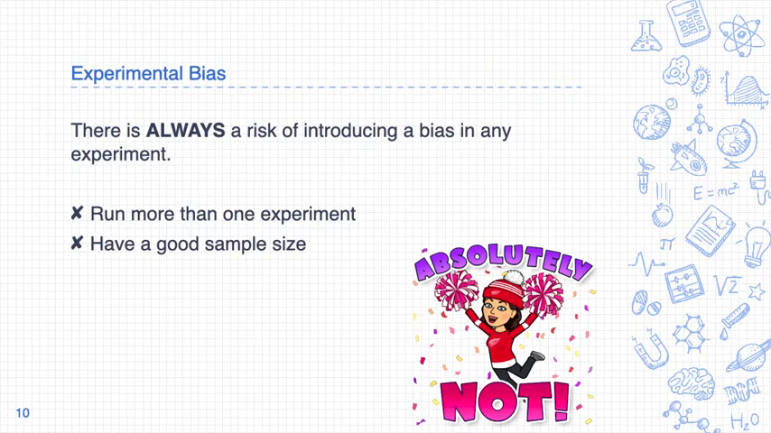So we're not going to just test one plant in the sunlight to see how plants grow in sunlight. We're going to make sure there's one in sunlight, one in a dark place. Maybe we're going to have 3 or 4 in the sunlight, and 3 or 4 in the dark place. So you want to run more than one experiment or have more than one trial, and you want to have a decent sample size. Otherwise, you may introduce an experimental bias and your results will not be valid.